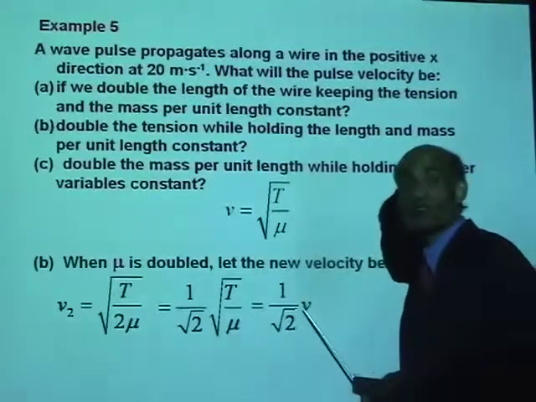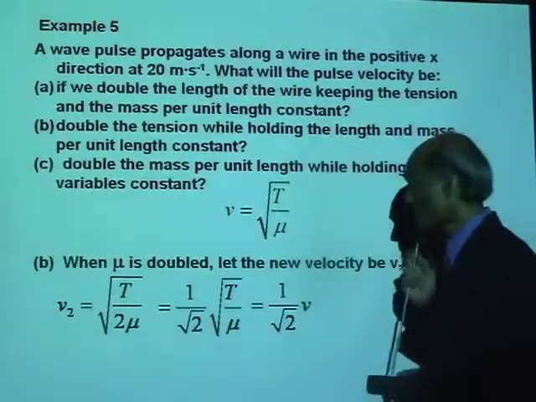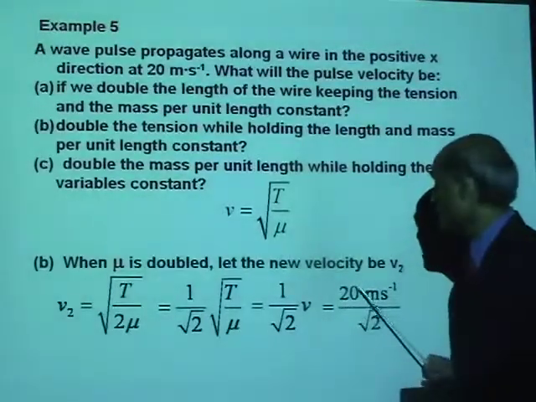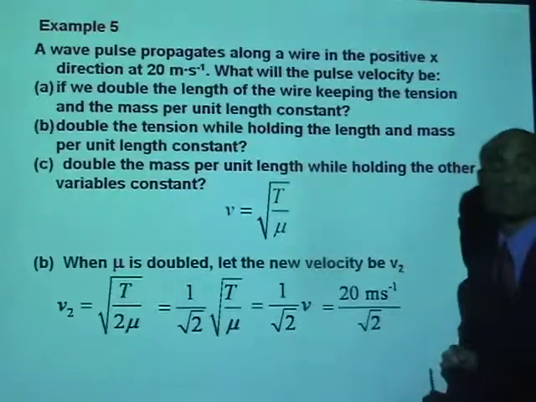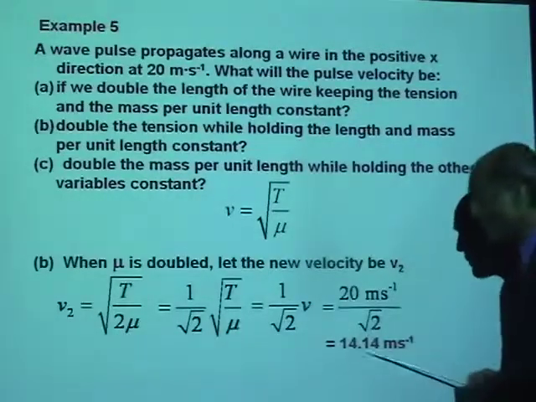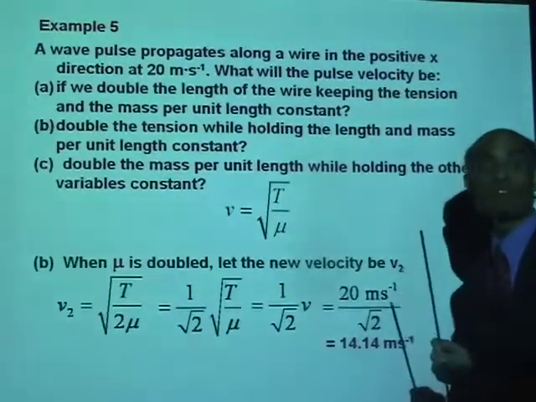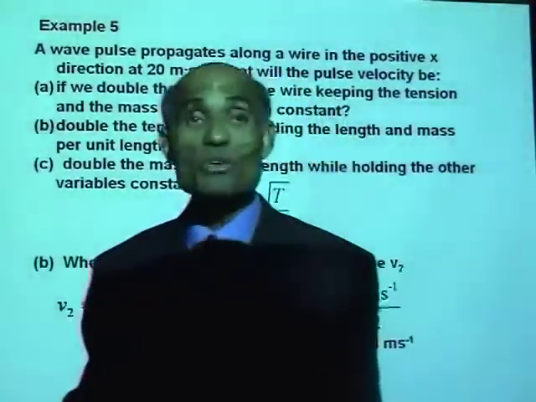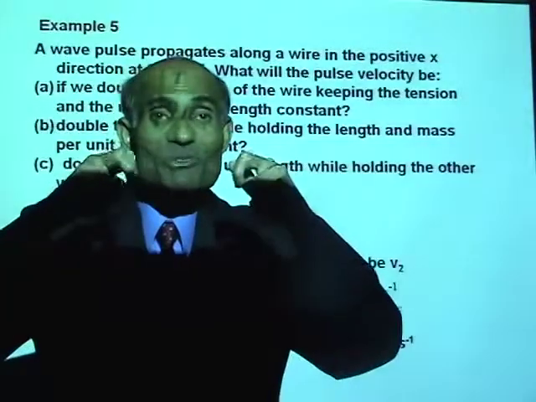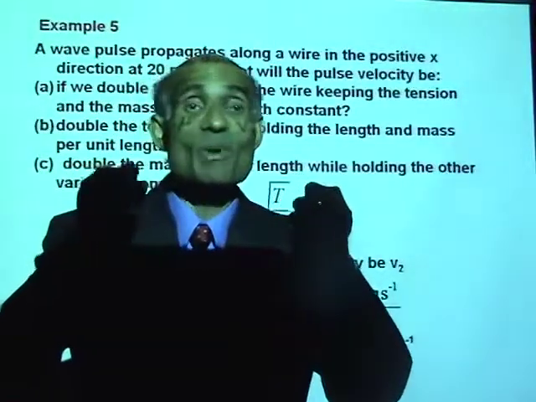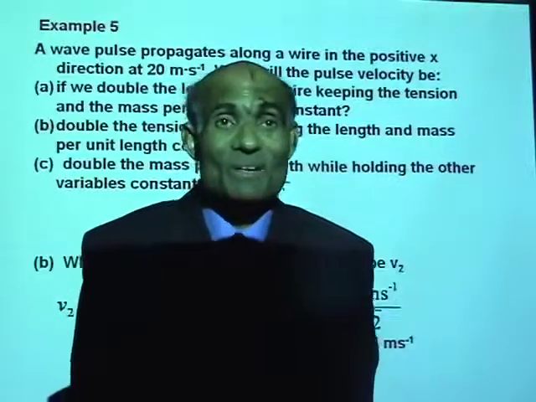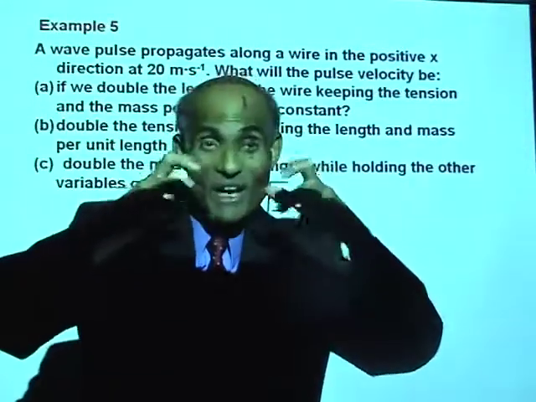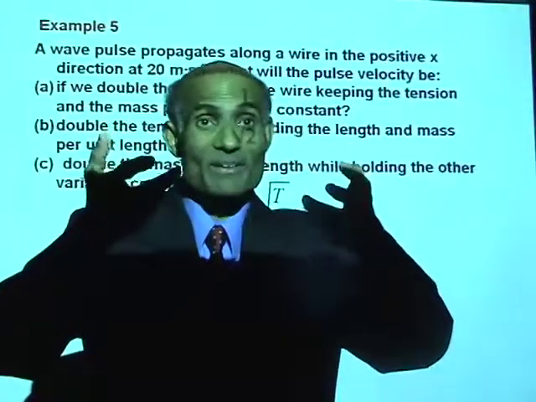1 over square root 2 multiplied by v, and that v of course belongs to the numerator. That will be 20 meters per second divided by square root 2, that is 14.14 meters per second. That means when you increase the thickness of the string, the speed of waves on that wire decreases. So on a thin wire, the speed will be greater than on a thick wire.